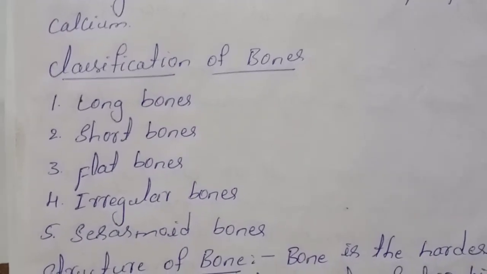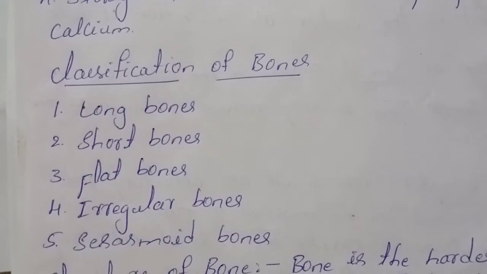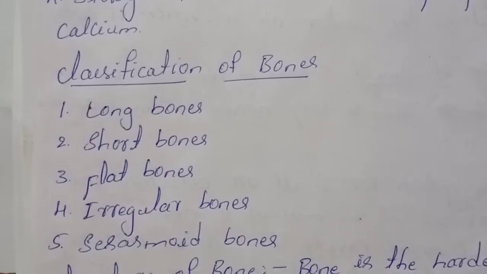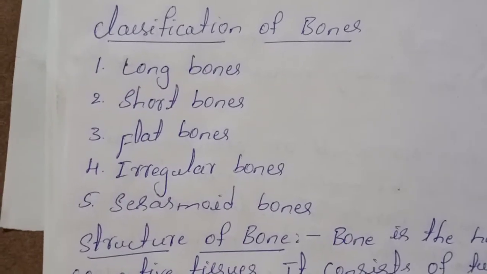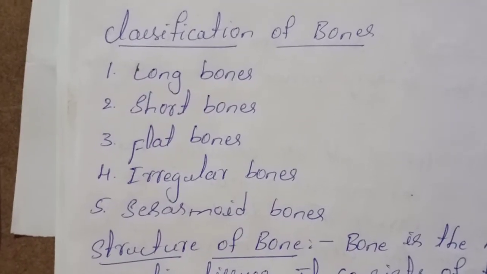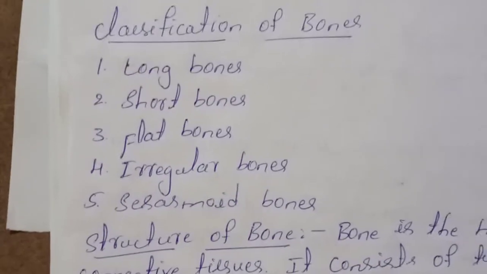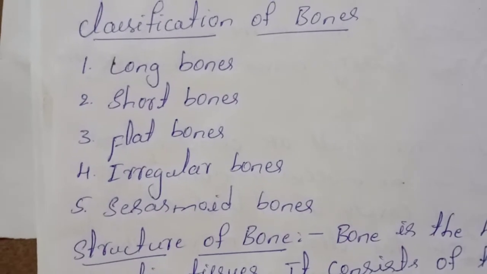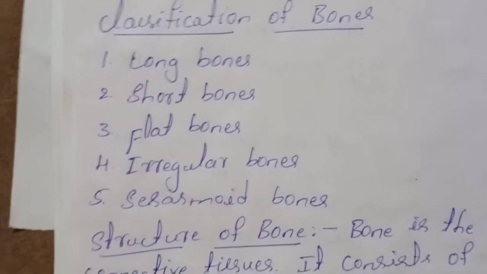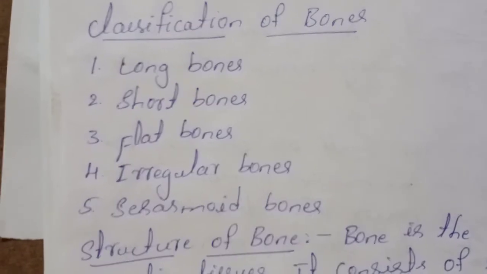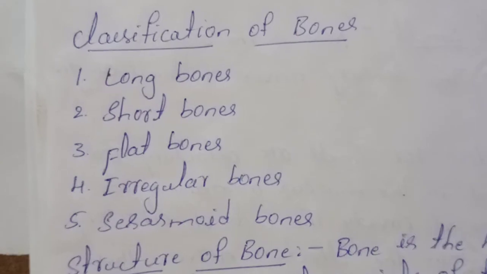And second, short bones. They have no shaft, but they contain a spongy substance covered by a shell of compact bone. Third, flat bones. They contain two layers of compact bone with a spongy substance in between. Example, pelvic bones. Fourth, irregular bones. They do not fall in any category. Example, bones of the face. And last, sesamoid bones. Those are small bones which develop in the tendons of muscles.